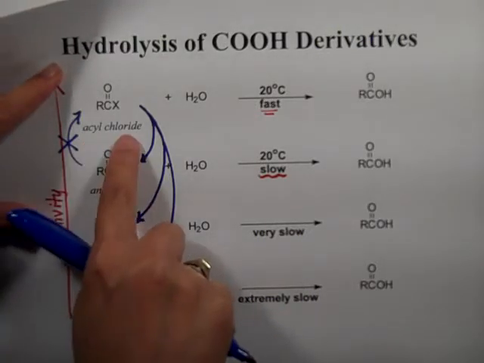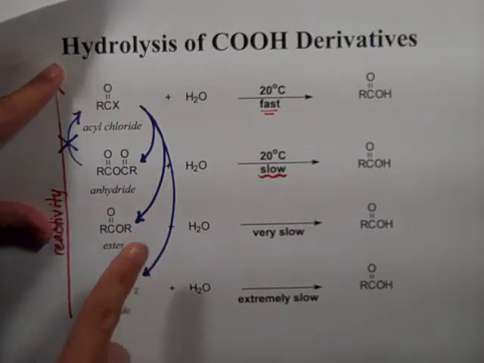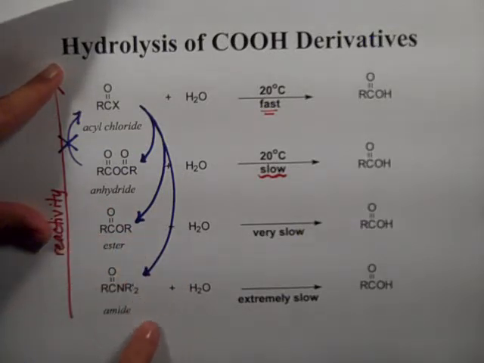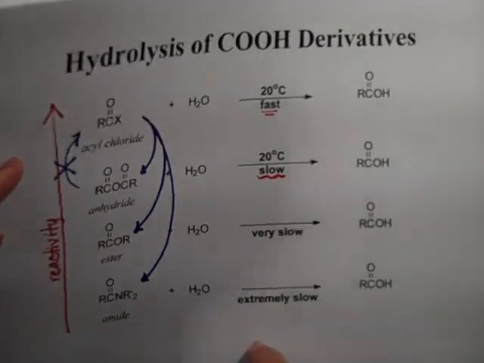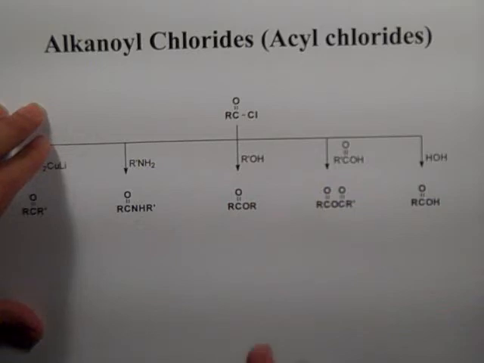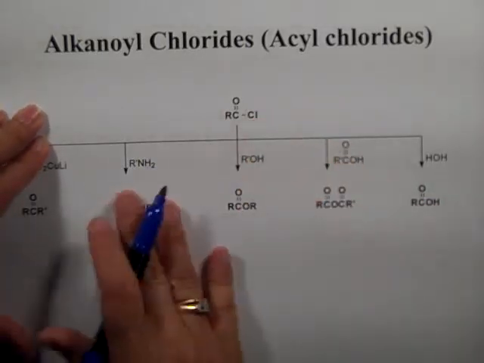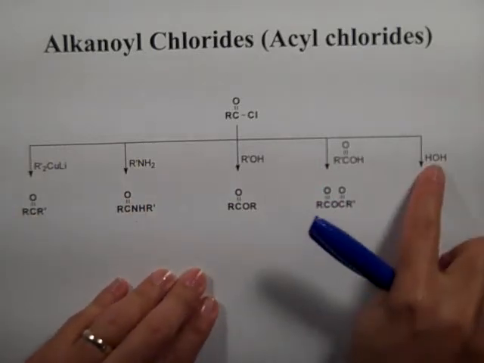Let's start with the acyl chloride reactions, then we do two anhydride reactions, then the esters, and we'll close the chapter with the amide reactions. Excellent. Think of this as a spider, but this one kind of goes down. All right, let's start right here.